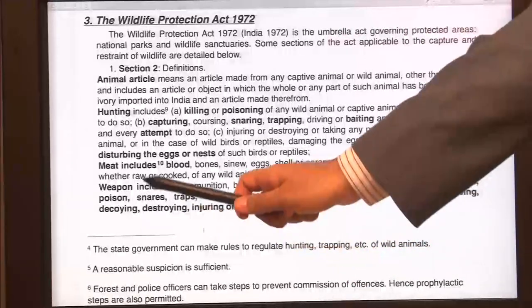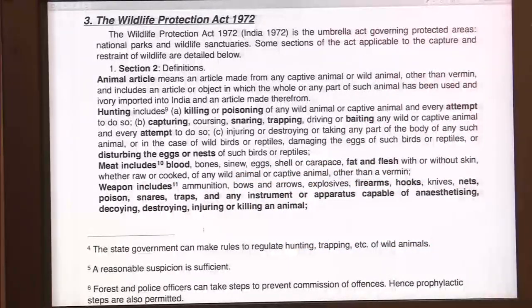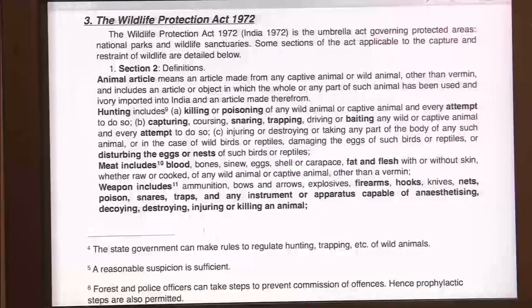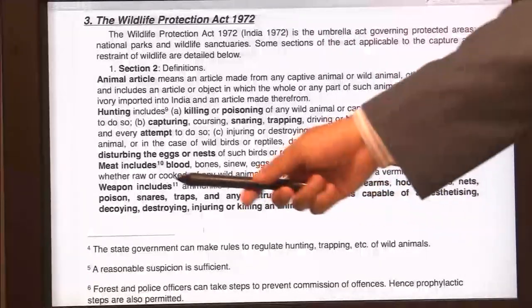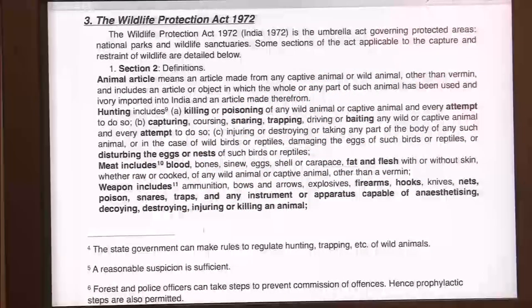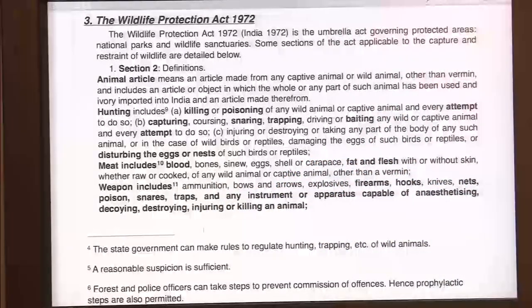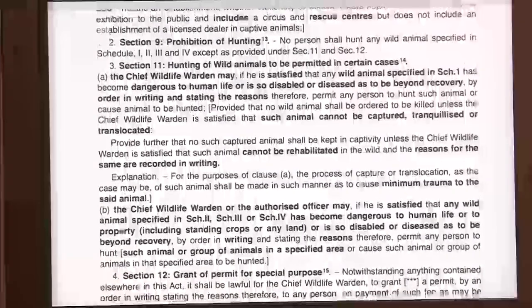Similarly, when we have a weapon, anything that is used to capture an animal or that has an ability of anesthetizing an animal, decoying, destroying, injuring or killing an animal is a weapon. So anything that we use to capture the animal, whether it is an immobilizing gun, whether it's a dart gun, whether it's a firearm, whether it's a hook, a net, poison, and this poison also includes the drugs that we are using on the animals, snares, traps and any other instrument or apparatus, all of these come in the category of weapons. So an immobilizing gun is a weapon under this section, and also any device that we are using to trap an animal is a weapon. Next is zoo includes rescue centers.